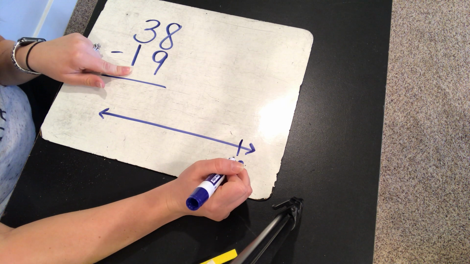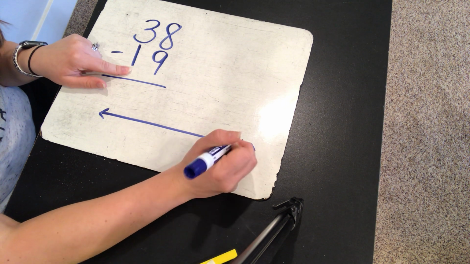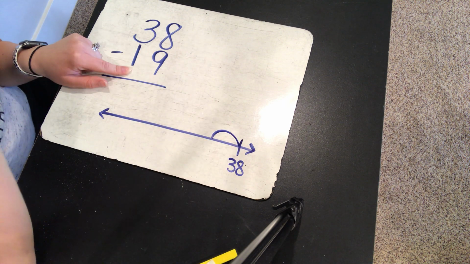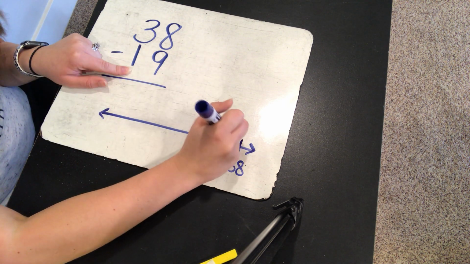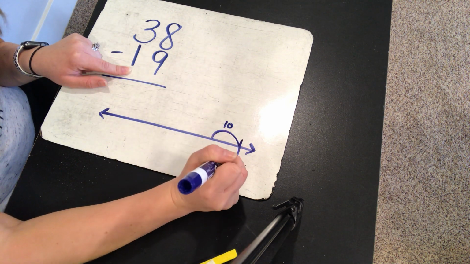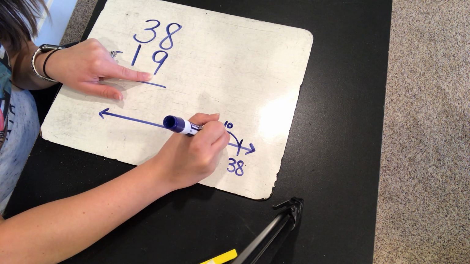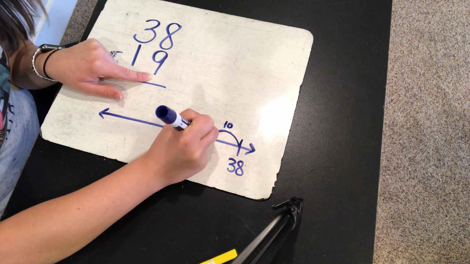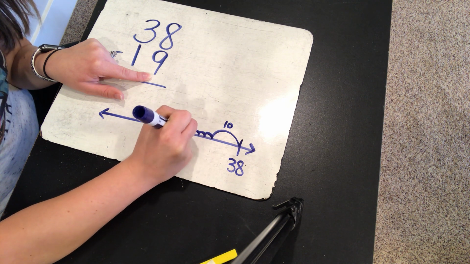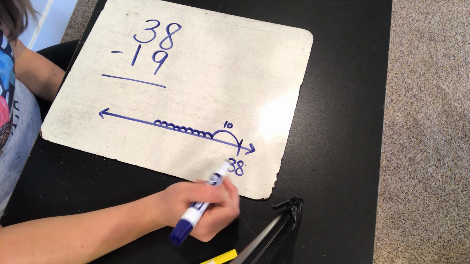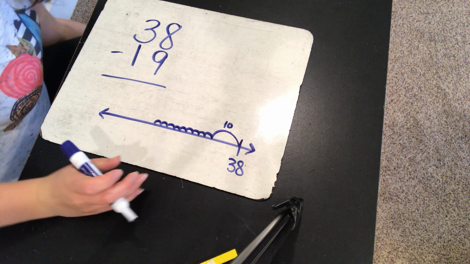All right, now we are going to subtract. First, let's look at our tens. There's a 1 in the tens place, so we're going to use one big 10 jump here. Okay, so we're taking away 10, and then we have 9 ones, so 9 small jumps. 1, 2, 3, 4, 5, 6, 7, 8, 9. And now we're going to count and figure out where we're at.